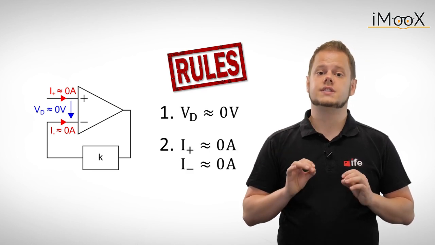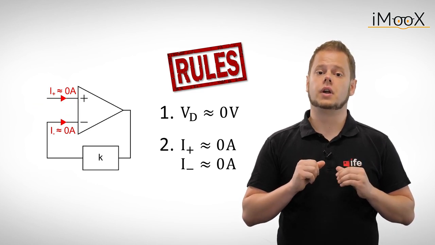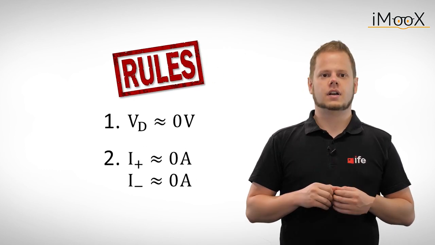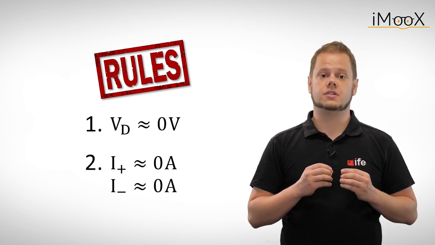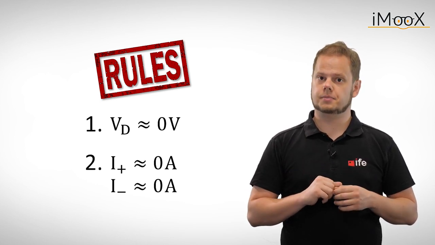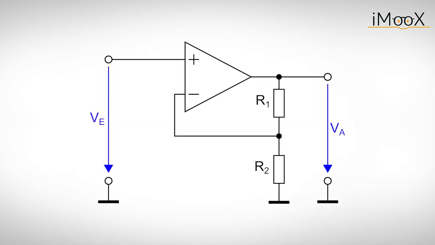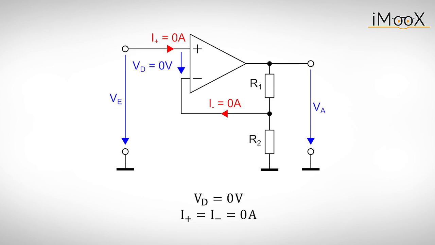The second rule stems directly from the previous second rule. The currents flowing through the inverting and non-inverting inputs are 0 amps. These 2 rules are all we need to solve operational amplifier circuits with negative feedback. As an example, consider this amplifier circuit. We want to know how the output voltage depends on the input voltage. We start off by applying the 2 rules from before.